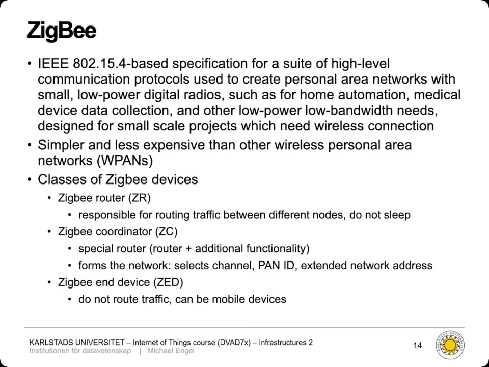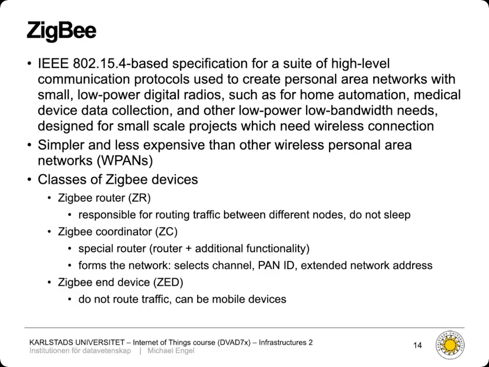So one of the protocols that's built on IEEE 802.15.4 is ZigBee. ZigBee is a specification for a suite of high-level communication protocols, and these are used to create personal area networks with small, low-power digital radios, such as home automation or medical devices, and so on. Essentially, ZigBee is simple enough to be integrated in something like an IoT light bulb, like the one we've already seen in the IKEA Tradfri light bulbs. This is quite a lot simpler and less expensive than very many other wireless personal area networks.